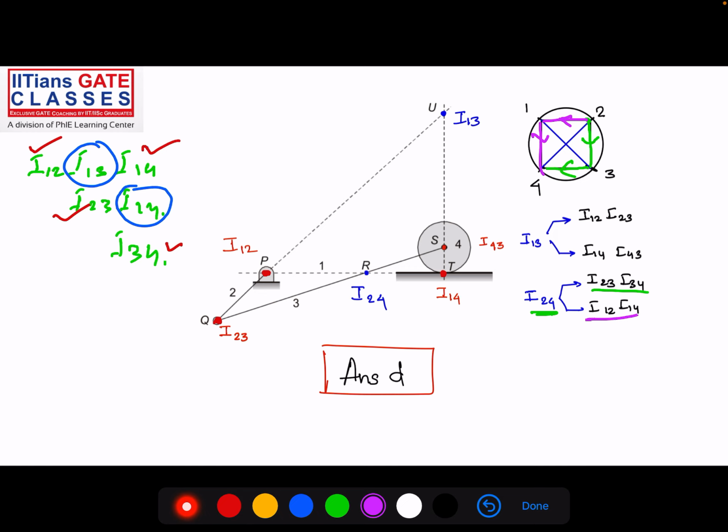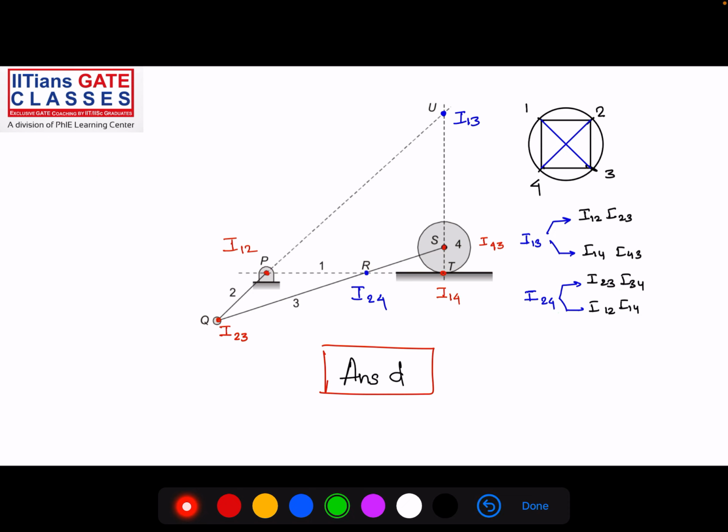Where is 1-4? This is 1-4. Where is 1-2? This is 1-2, so this line is 1-2, 1-4. Then 2-3 and 3-4: this is 2-3 and this is 3-4. We join these 2, and the point of intersection is the instantaneous center I24. This way we plot all the instantaneous centers.